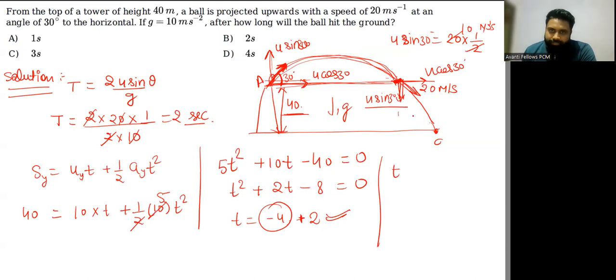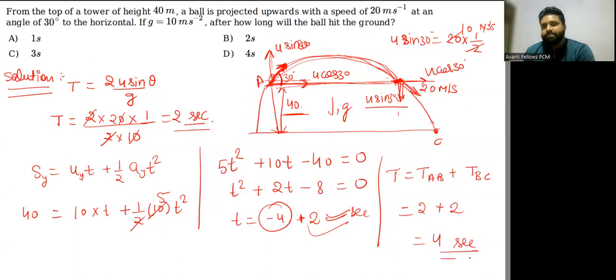So the total time of journey will be time from A to B plus time from B to C. Time from A to B we have calculated as 2 seconds, and time from B to C will also be 2 seconds. So the total time of journey we will have as 4 seconds. Got it? So option B is the correct option.